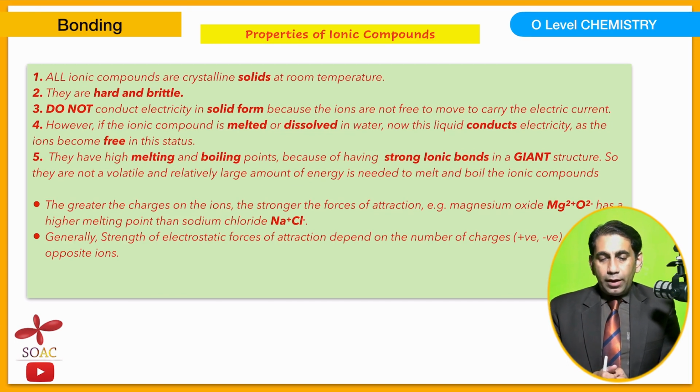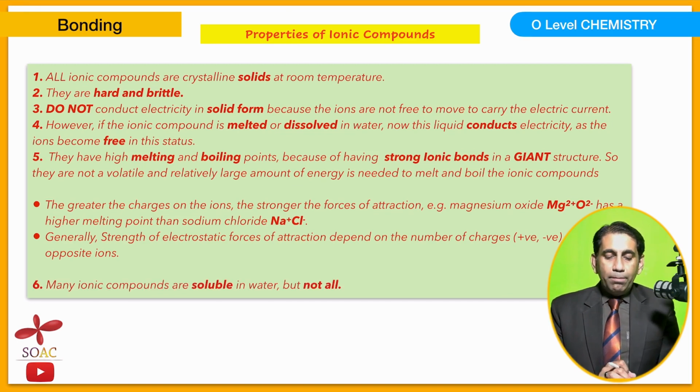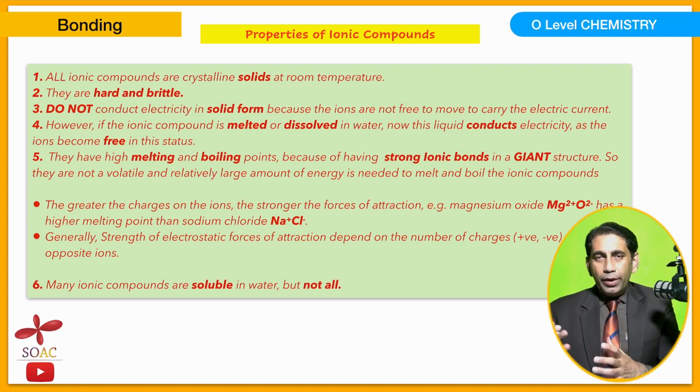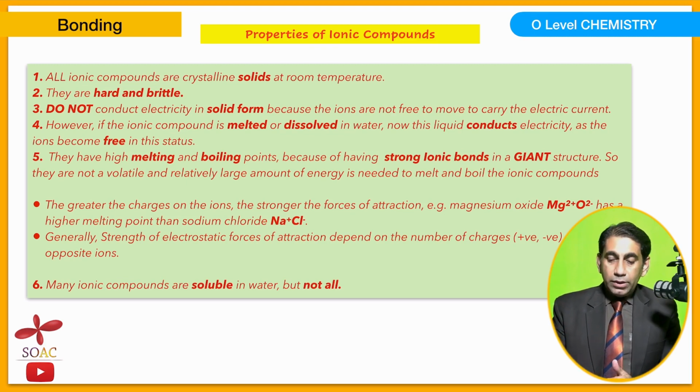The last one, point six: many ionic compounds are soluble in water, but not all. Some ionic compounds like NaCl, group 1 compounds, are usually water soluble. Ammonium ion compounds are water soluble and so on. So some ionic compounds are water soluble, but not all.